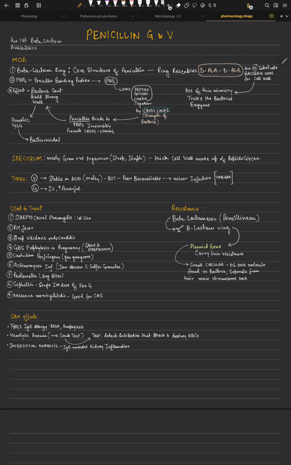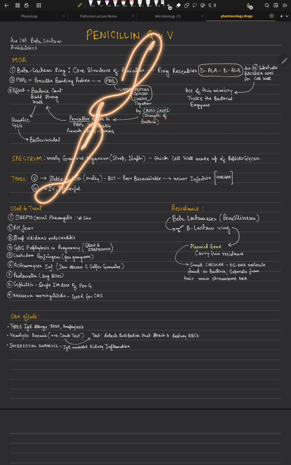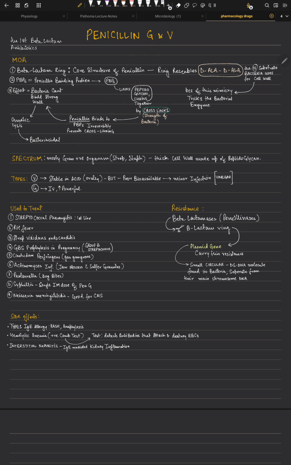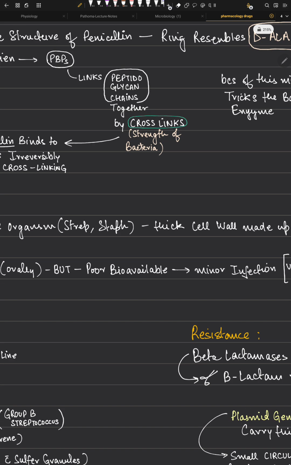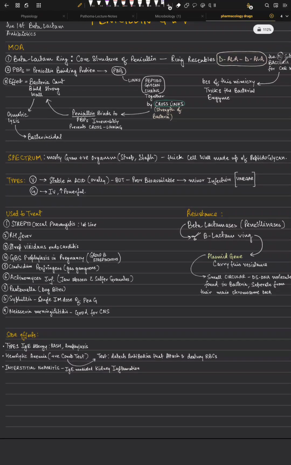The PBPs, right? What are PBPs? PBPs are penicillin binding proteins. Now these PBPs link something called the peptidoglycan chain. Peptido means protein, glycan means sugar. So sugar-protein chains together. They link these chains together, and they do this by cross-linking, right? And this cross-linking is especially the strength of the bacteria.